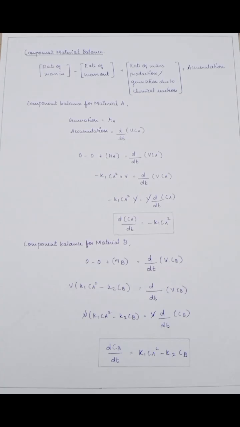Similarly, let us do the component balance for material B. 0 minus 0 plus Rb is equal to d/dt of V Cb. By further simplifying, we arrive at the final equation of dCb/dt is equal to K1 CA square minus K2 Cb. By using the Arrhenius law, we come to the point that K1 is equal to K01 e power minus E1 by RT. Similarly, K2 is equal to K02 e power minus E2 by RT.